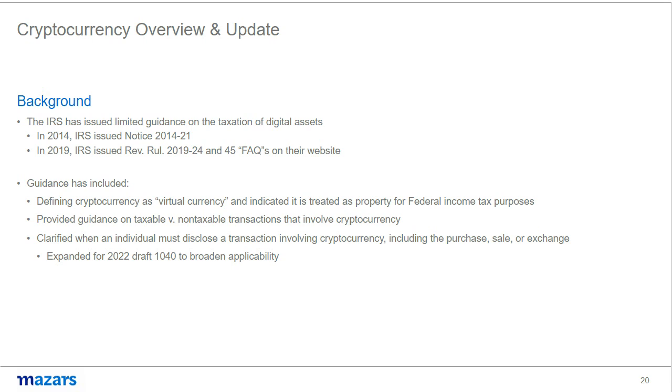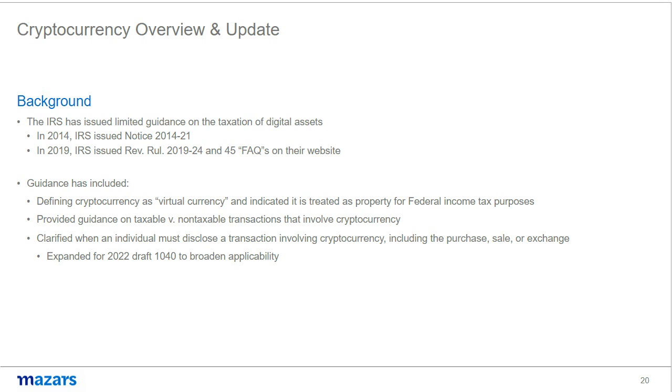So with this guidance, the IRS basically defined cryptocurrency as quote-unquote virtual currency, and indicated that crypto would be treated as property for federal income tax purposes. So what this clarified was, despite its name, cryptocurrency would not be treated the same way that fiat currency, such as U.S. dollars or other government-backed currencies, would be treated, since property is not considered the same as cash. The IRS also provided guidance on common taxable and non-taxable transactions, which is much of what the FAQs provide for. We'll get into that a little in a second.